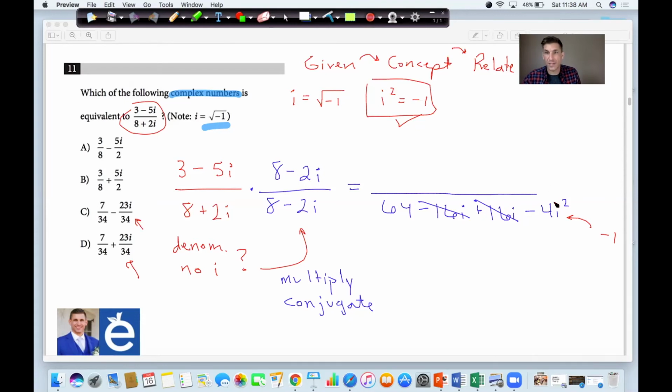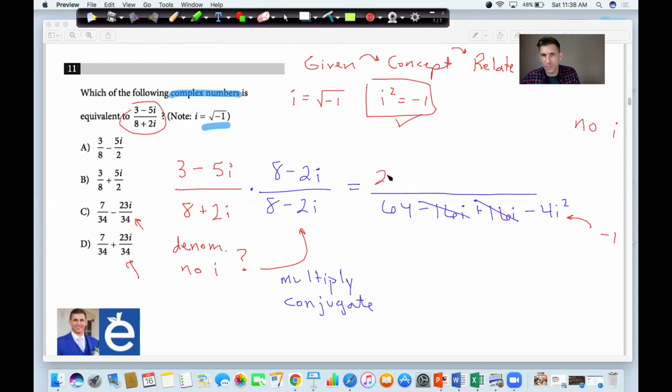Okay? So therefore, when I plug in my -1, there's no more i in my denominator. There's no i. And if I don't have an i inside of my denominator, then that is what makes all of these a whole number to make it easier. I'm going to do the same thing at the top.